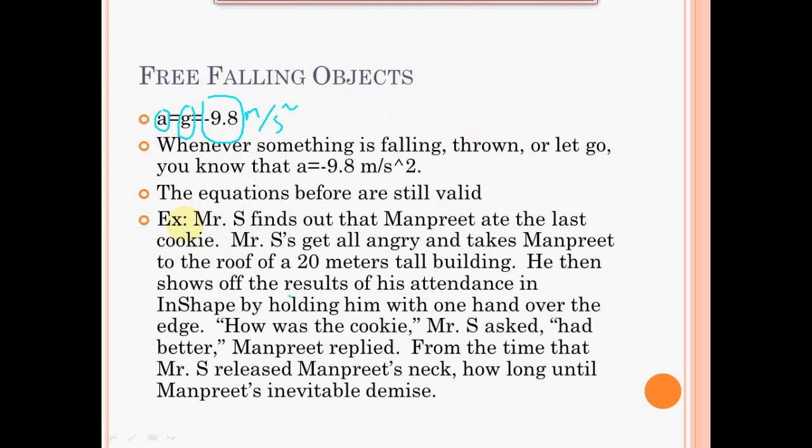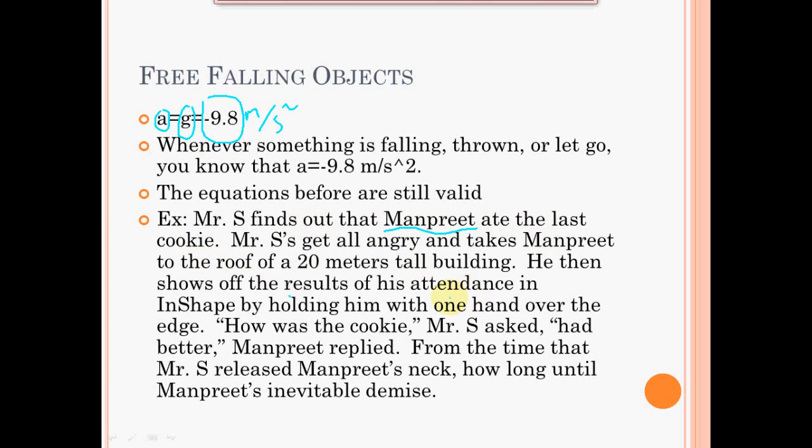Let's look at this. Mr. S finds out that Manpreet, who used to be a pretty good friend of mine, ate my last cookie. We don't talk too much anymore, but that's because he is a dentist or something. No, a pharmacist.